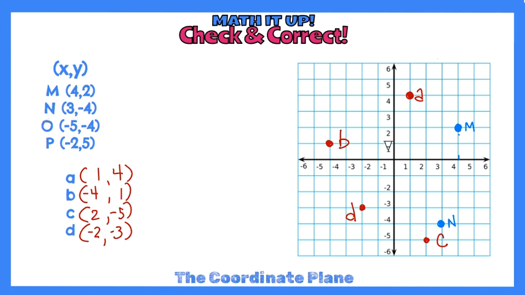O is negative 5, negative 4. So negative 5 on my x, and then down to negative 4 on my y. That is point O. And then P is negative 2, and then up to positive 5, and that's P. A, we have 1 and 4. B, we have negative 4 and positive 1. C, we have positive 2 on our x and negative 5 on our y. And finally, D, we have negative 2 on the x and negative 3 on the y. Okay.